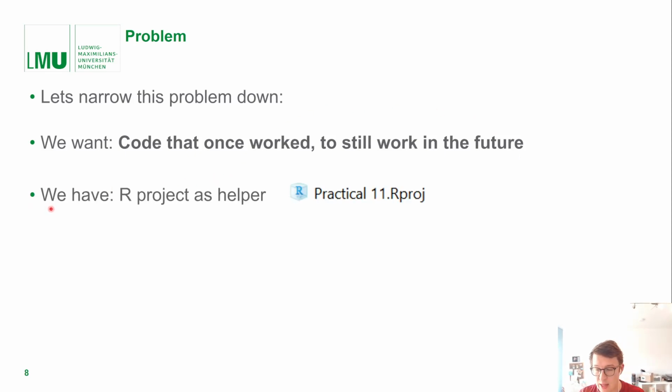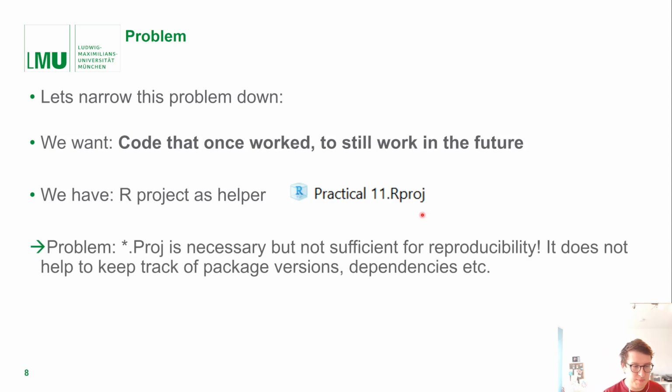What we currently have to help us with that is the R project as a little helper, and we use that to have kind of this enclosed project that can help us to facilitate the reproducibility, so that we can actually reproduce our result from our code. But what's the big problem? This R project is necessary to ensure our reproducibility, but it's not sufficient, because what it's lacking, it does not help to keep track of the versionings of packages, the dependencies between packages, and so on and so on.